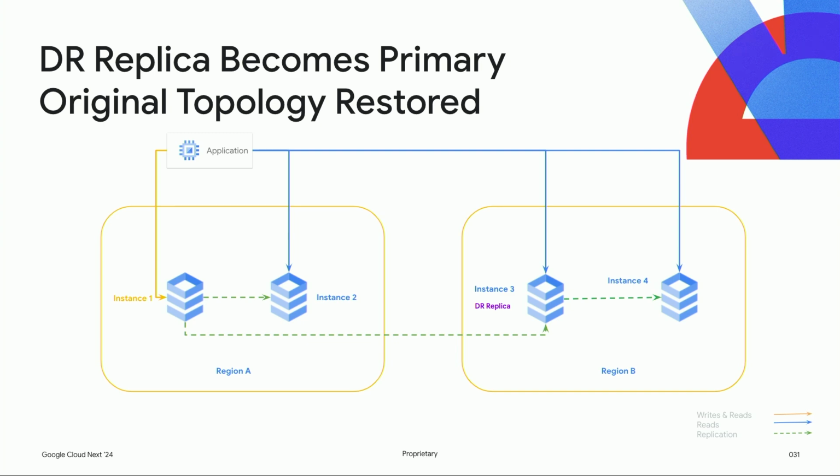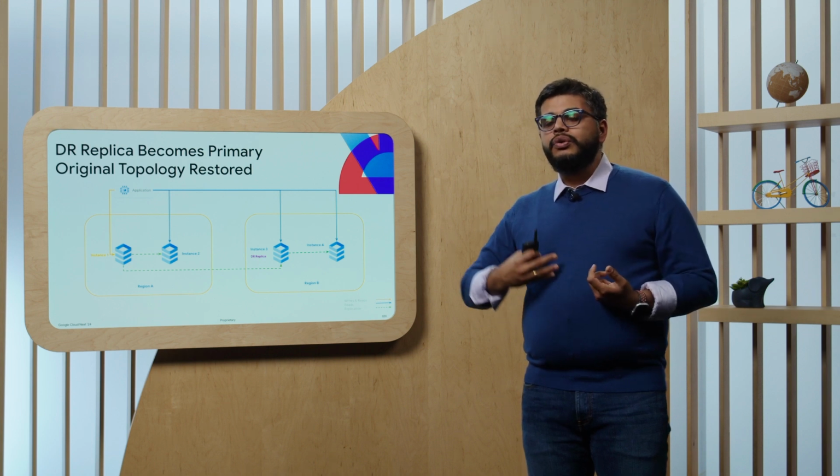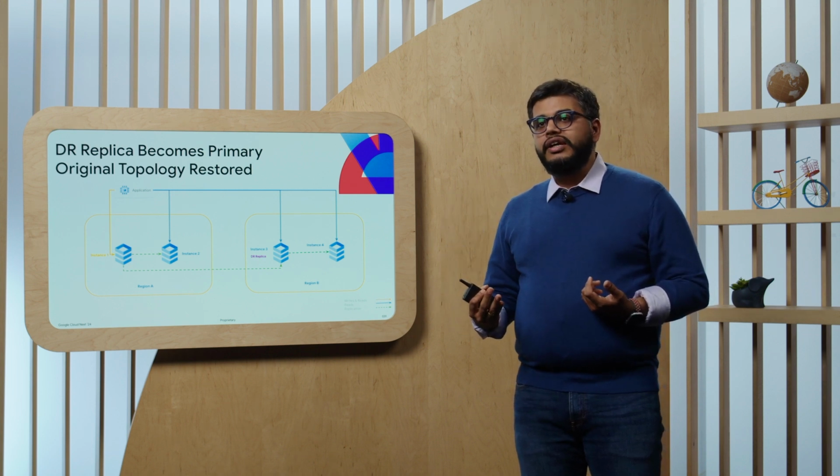And then as soon as that happens, instance 1 is promoted, instance 3 is reconfigured, and you have fully recovered from the disaster by going back to your original topology, with instance 1 being the primary, instance 3 being the DR replica, and your applications connecting to instance 1 in this case. So this is how Cloud SQL makes it very easy for you to set up and perform disaster recovery with advanced DR. Let's take a quick look at a demo.